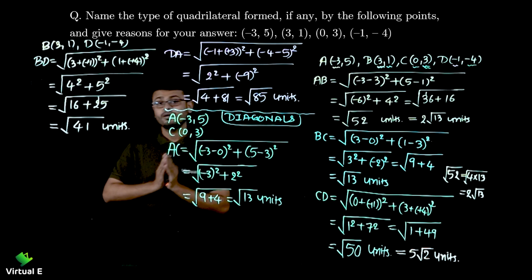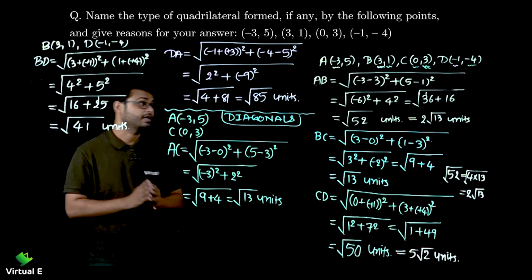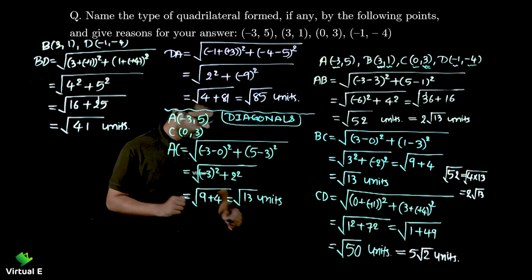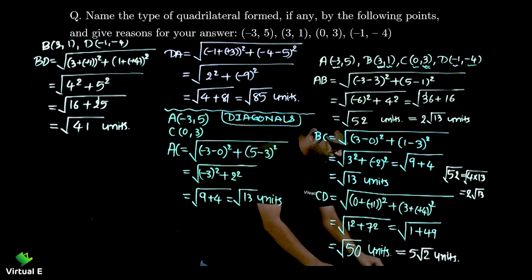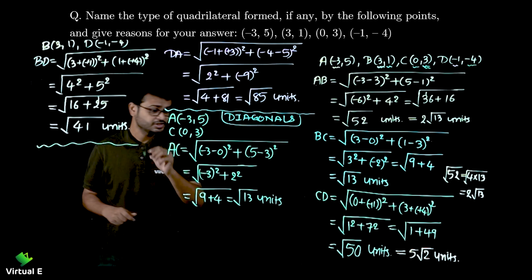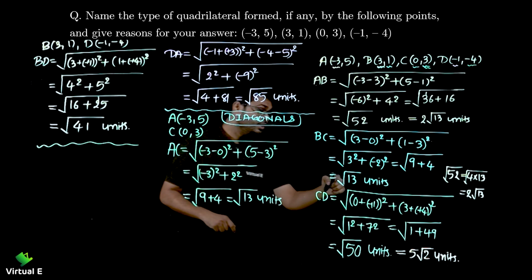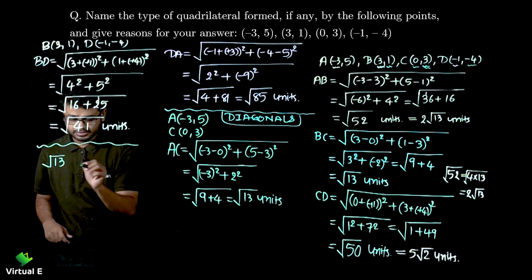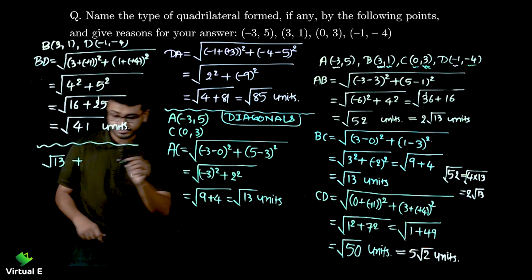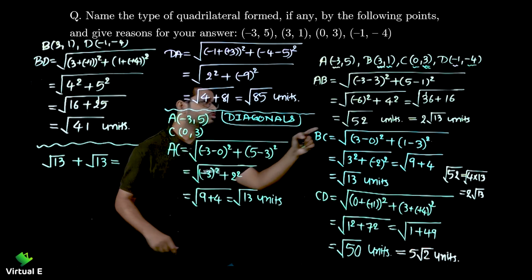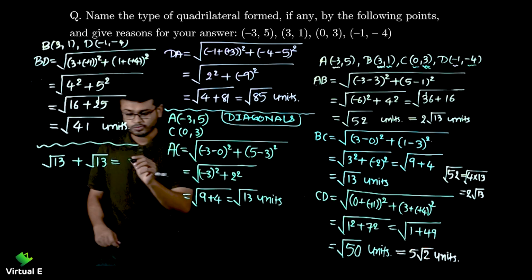Now, why have I simplified? Okay, so I'm going to write one relation over here. You need to tell me whether it is correct or not. Very important one. Let's see. So there is a square root of 13 over here. Then one more square root of 13. One more square root of 13. And there is a 2 square root of 13. Yes, there is 2 square root of 13.